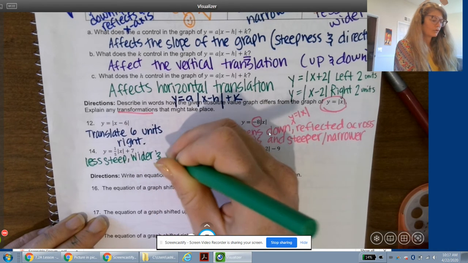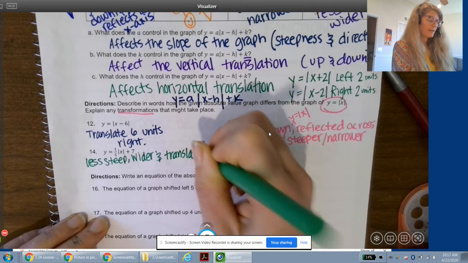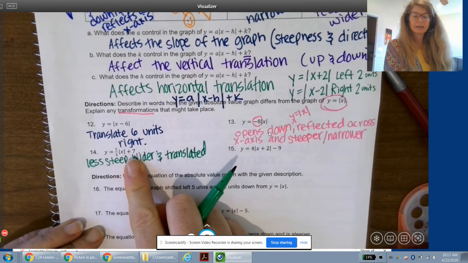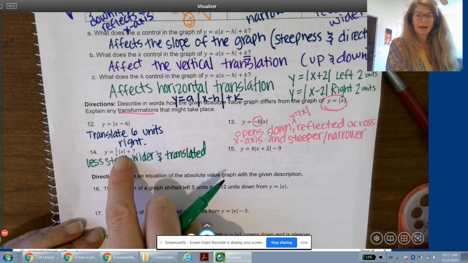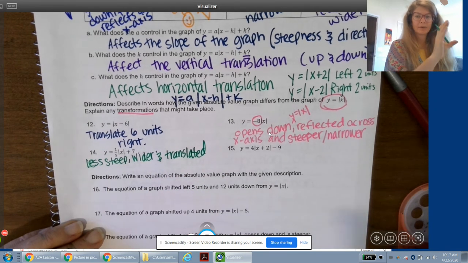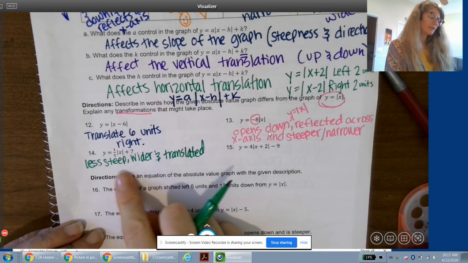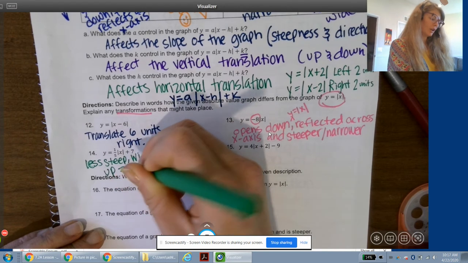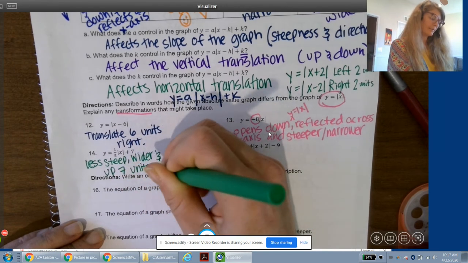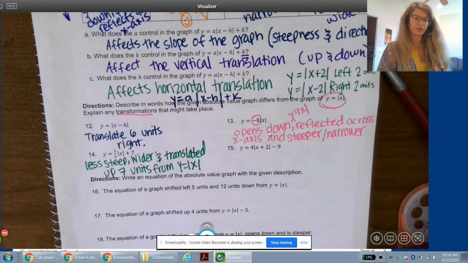and translated. This is plus 7 on the outside, so it's affecting just your output. It's not affecting your X value or the X amount horizontally. It's going to just change that Y direction. So less steep, wider, and translated up 7 units from our pre-image, our parent function.